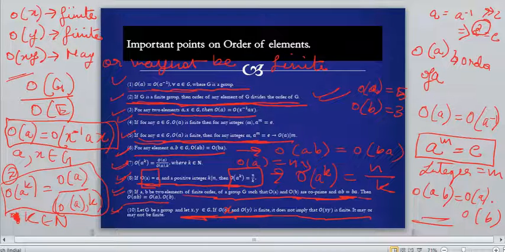So in these 10 points, students, I would expect you to go through these 10 points, because group theory is a vast subject, a part of modern algebra. These points are very, very important. There is a lot of understanding and memorizing work. So please go through these points. We will go ahead and do an example in the next video.